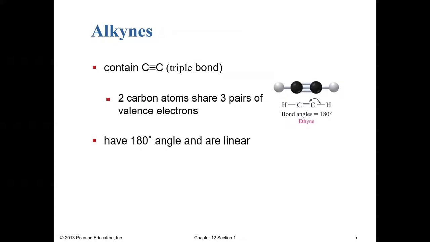An alkyne is one that contains a triple bond. So it's when two carbon atoms share three pairs of valence electrons. The bond angle is very linear on this one. It's 180 degrees, and there's absolutely no rotation. When you have a triple bond in place, that makes this portion of the molecule almost like a straight line, and it's impossible to bend.